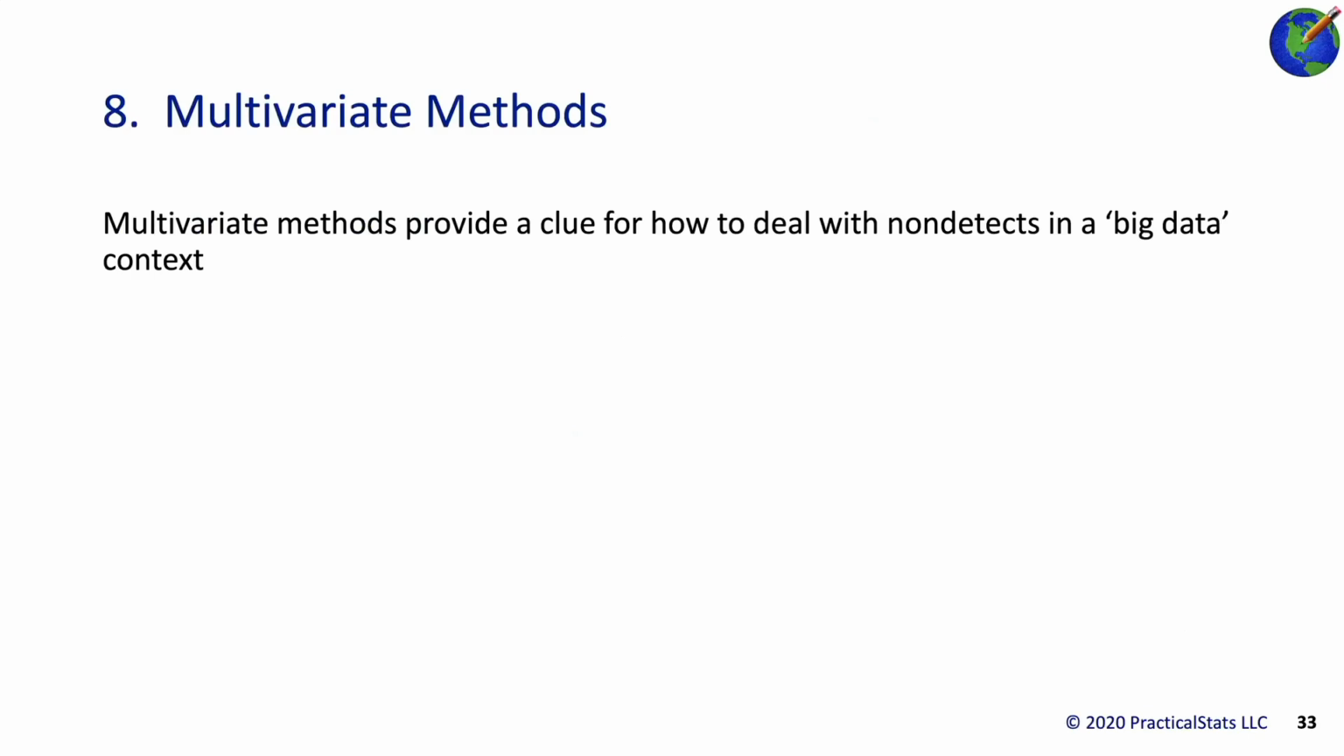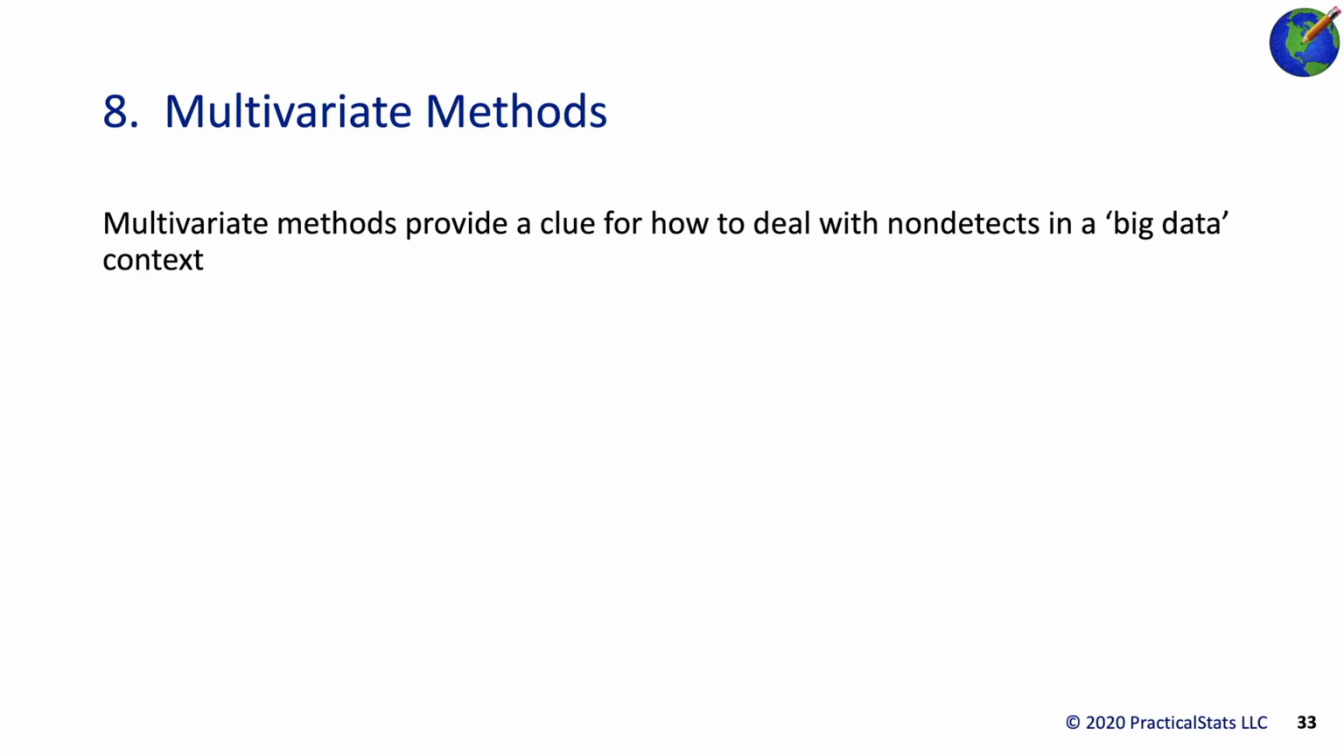All right, we're going to move on to multivariate methods. Multivariate methods provide a clue for how to deal with non-detects in a big data context. So often we have fairly large data sets, at least for us. We might have 120 different species of plants, and we're trying to say something about how that community structure changes. So that's the Y variable, if you want to think of it that way. The set of 120 species is the Y variable. How that changes with maybe time to do a trend analysis.